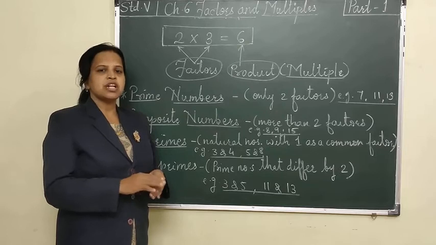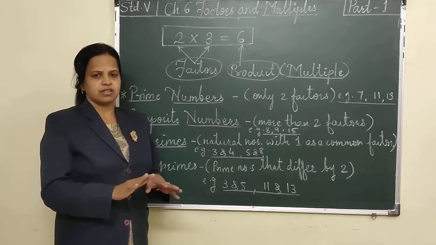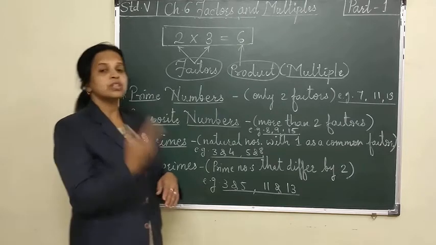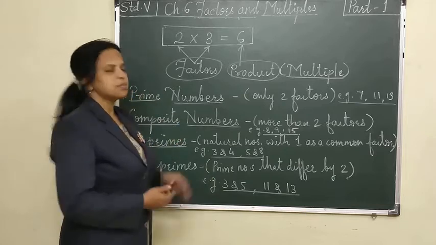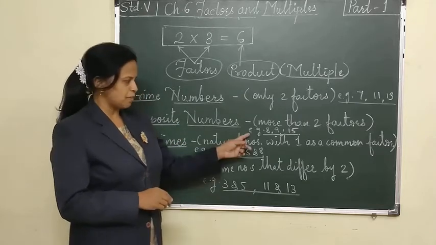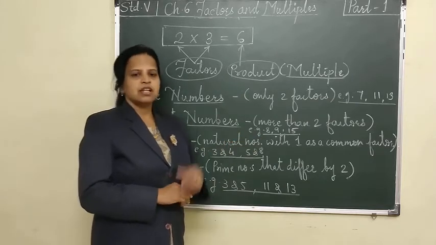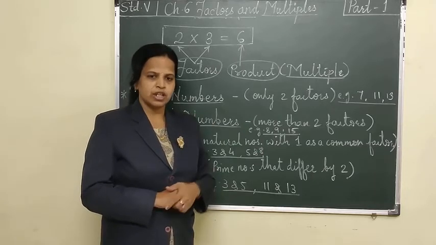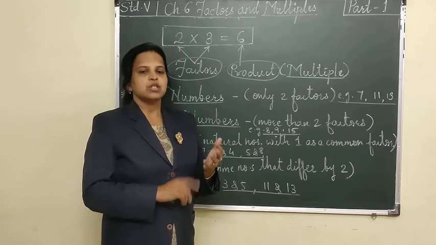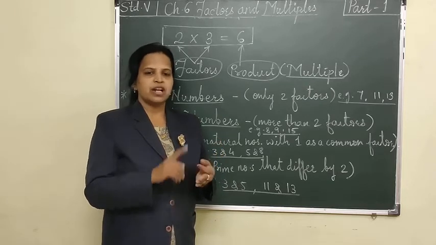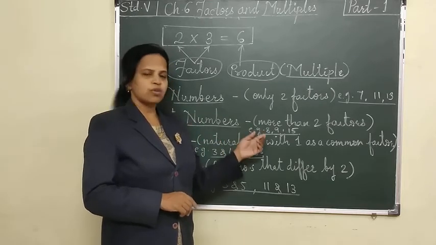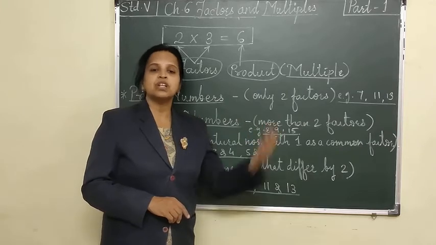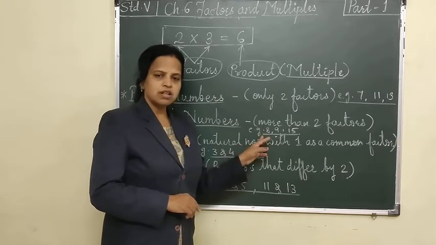Otherwise, the numbers which do not have only two factors, meaning they have more than two factors, are called composite numbers. For example, take 8. 1 8 is 8. But if I count the table of 2, 2 4s are also 8, or 4 2s are also 8. So 1, 2, 4 and 8 are the factors of 8. This means 8 has more than two factors, so it is a composite number.